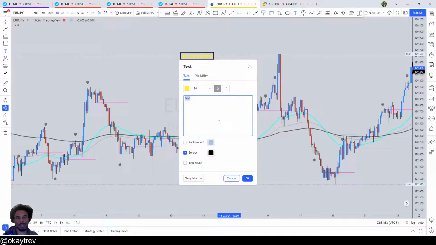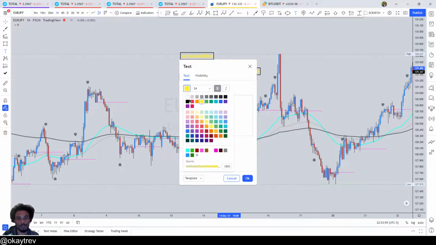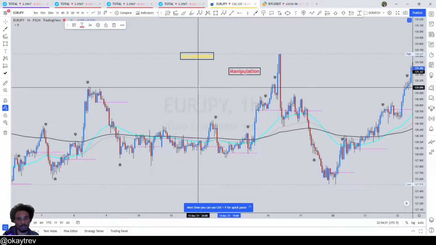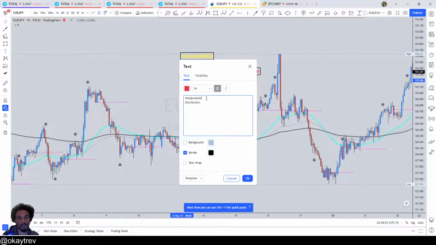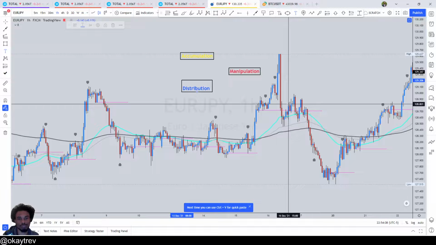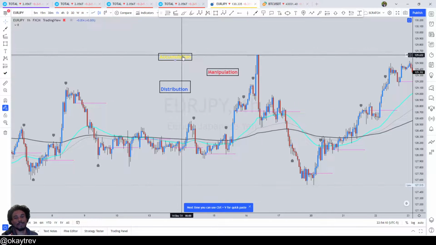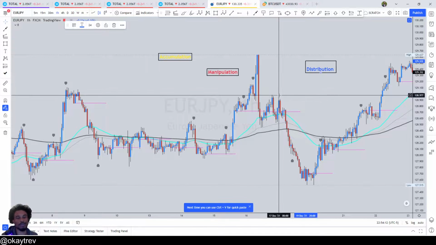And then let's make manipulation red. And remember, these are just for visual purposes. They don't mean anything for real. And then let's make distribution blue. All right, so we have accumulation, manipulation, and distribution.